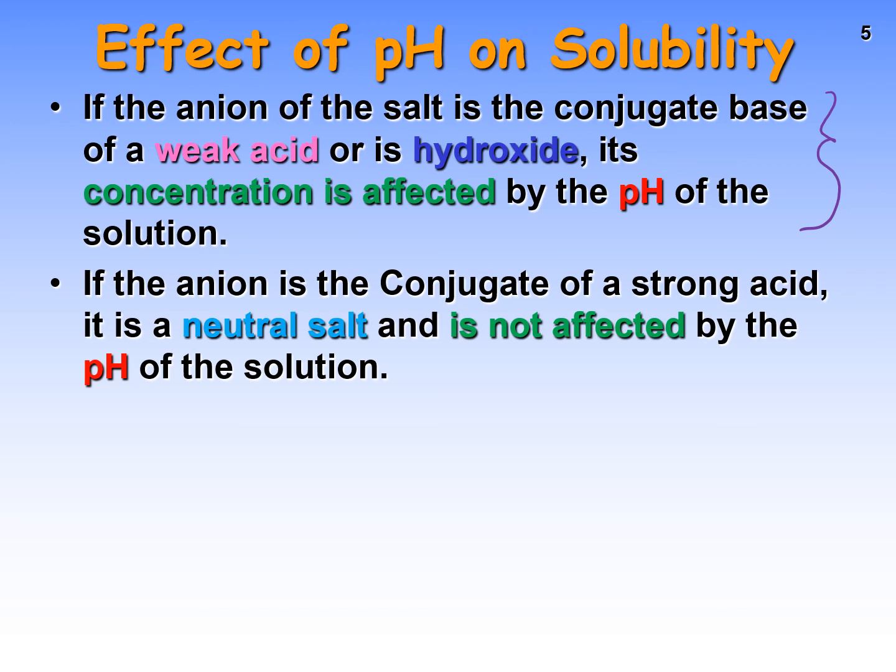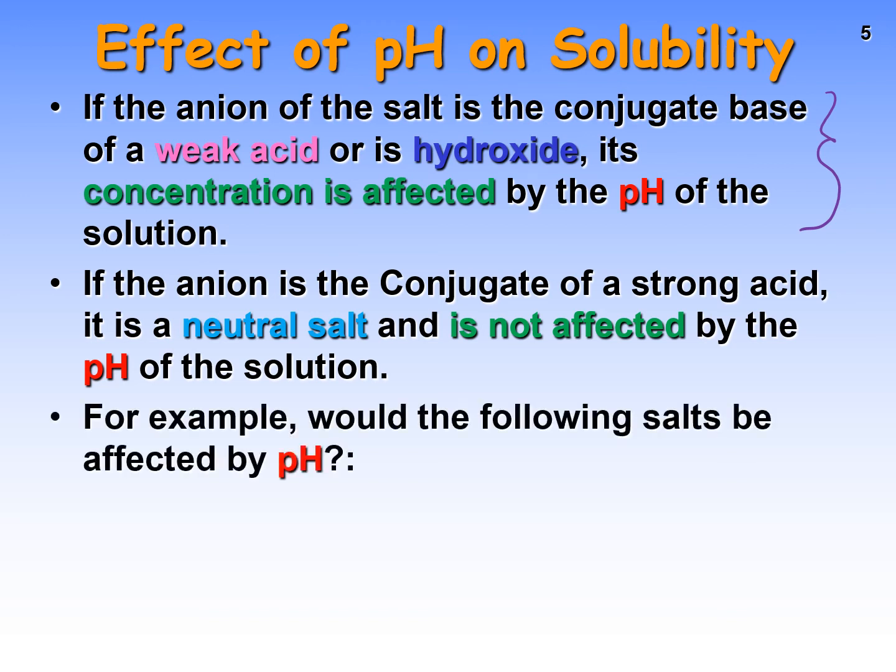Now there's a cation part of this too that we should know about as well from chapter 16. At the end of the day, basically, if your salt is an acidic salt, pH will affect its solubility. If your salt is a basic salt, pH is going to affect its solubility. If your salt is a neutral salt, pH will not affect the solubility of that salt.